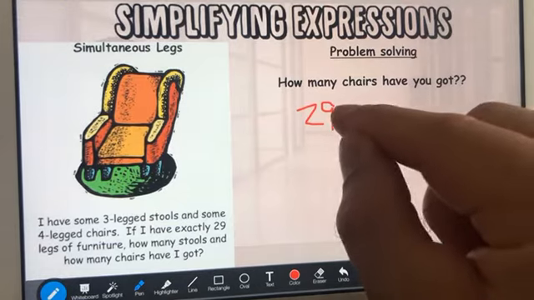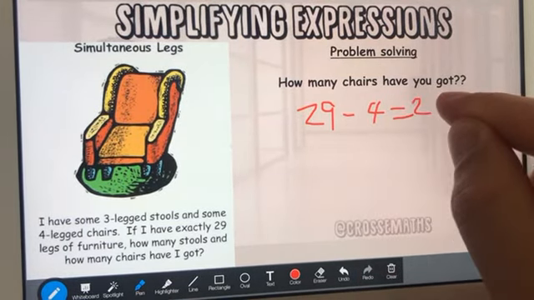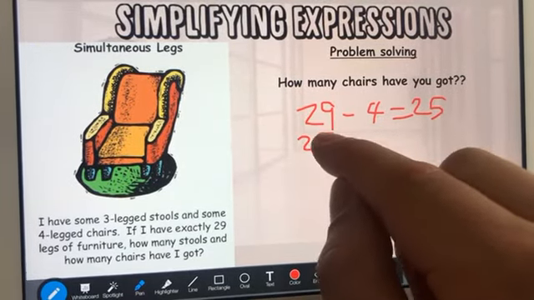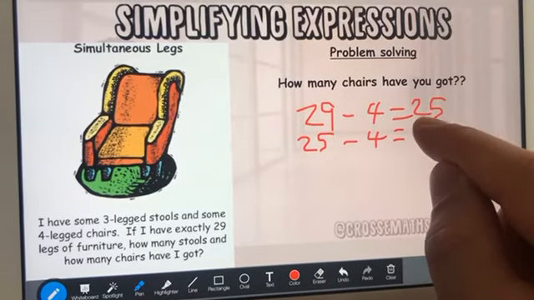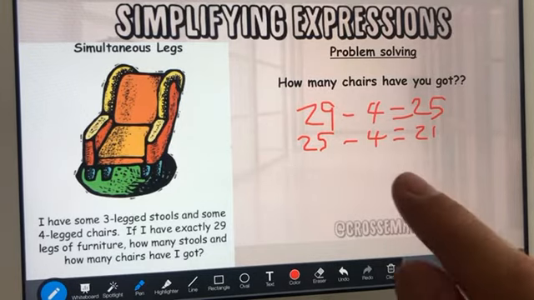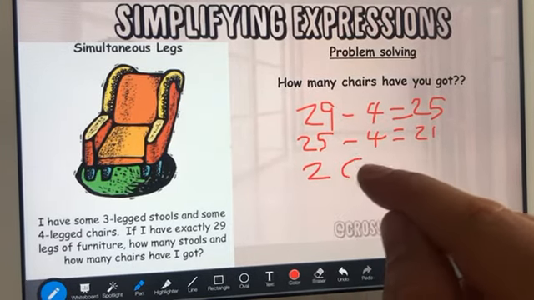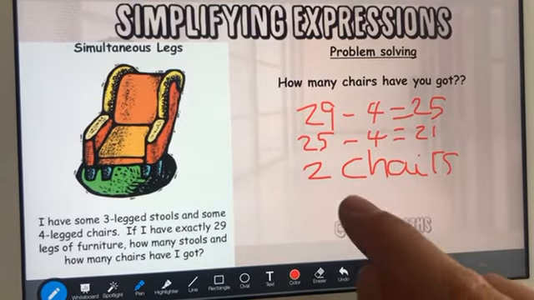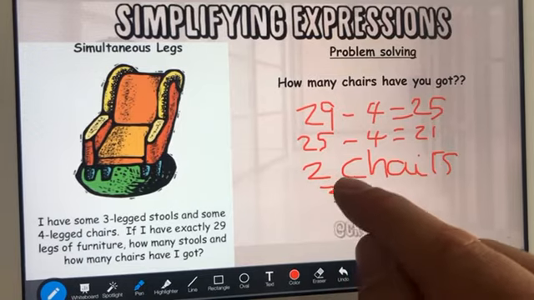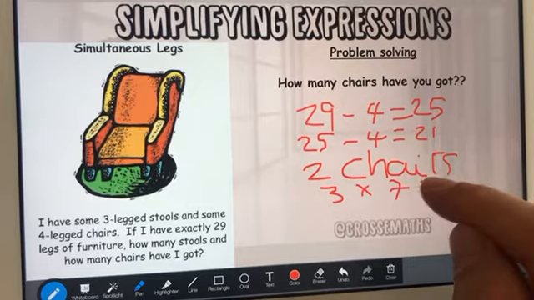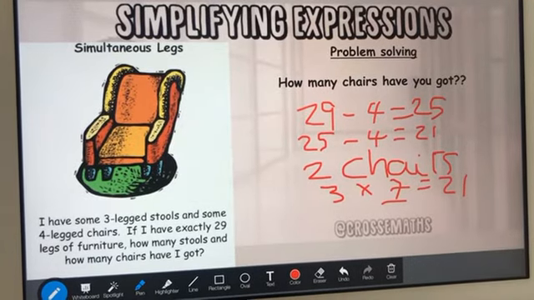So if I start with 29 and I take away 4, I get 25. We've taken away 1 chair now. If I take 25 and take away another chair, I get 21. Now 21 is in the 3 times table, and I've taken away 2 chairs, so I must have 2 of these 4-legged chairs. And 7 times 3 is 21. Not add, times. So there must be 7 stools.